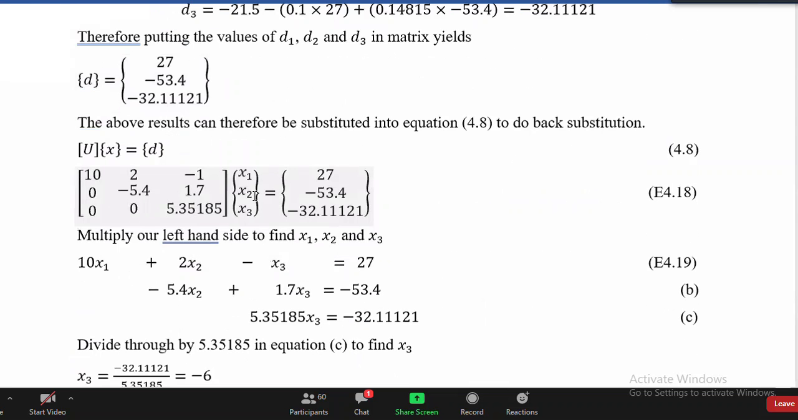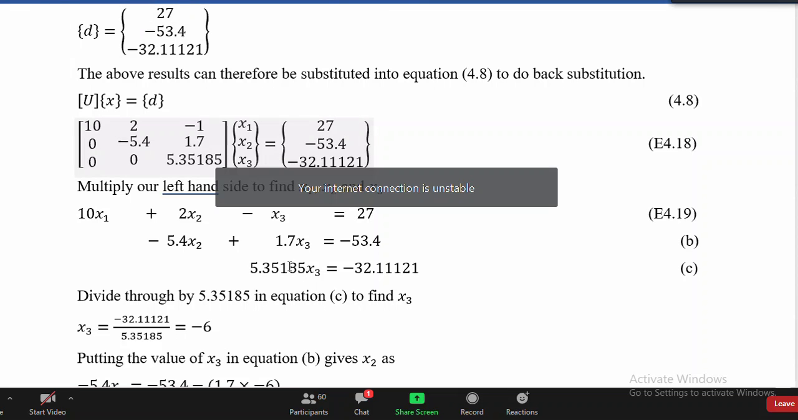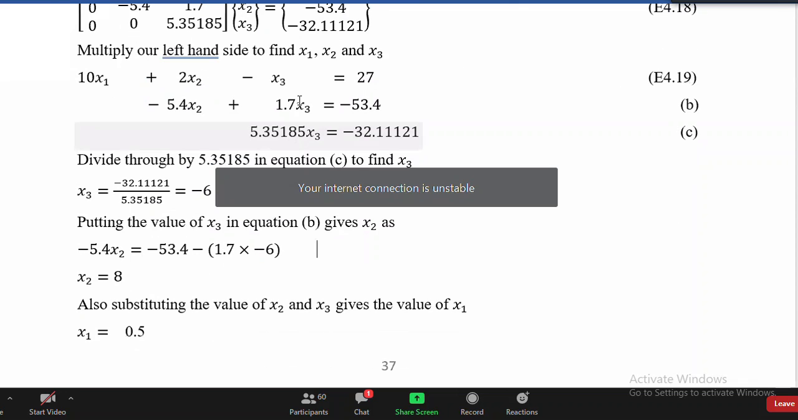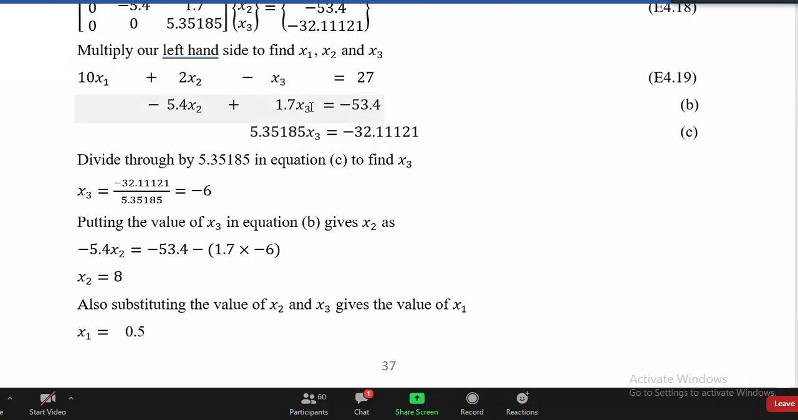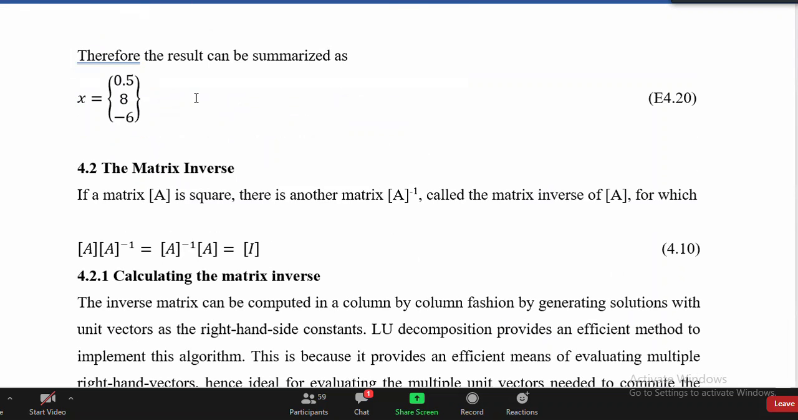So when we use this, the equations are there, you can see. So x3, we got it, minus 6, and we substitute minus 6 into this equation here to get x2, and we substitute x3 and x2 to get x1. So x1 is this, x2. So the same thing.